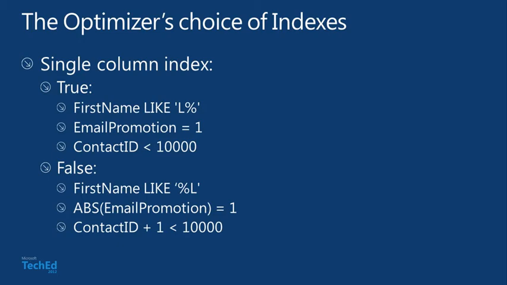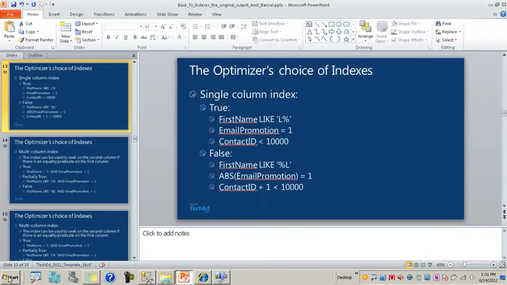Look at the last three examples where the optimizer will not be able to seek on a particular index if you have %L as part of your LIKE operator, or using functions like ABS, which really does not make the index usable, so it won't use that. And if you have a computation even before the seek could peep in, such as contact plus less than 10,000.